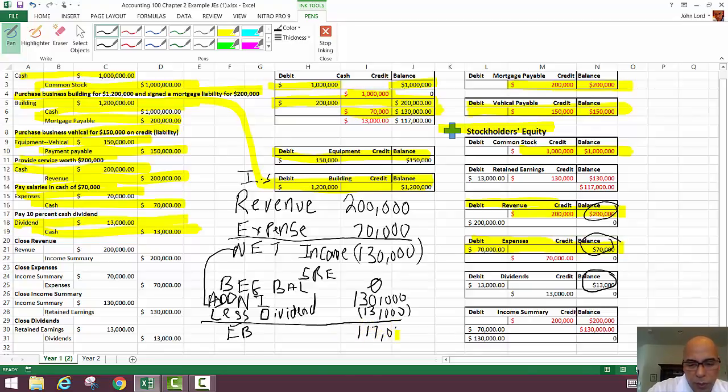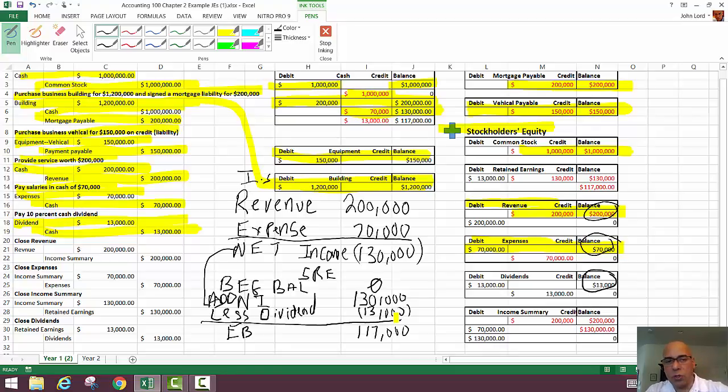Now I'm showing you how we prepared our statement of retained earnings based on the accounts that were in our, well, we got our revenue minus our expense, that gave us our net income. Then we pulled the amounts sitting in our retained earnings, which had a beginning balance of 0. We added the net income, we subtracted out the dividends, and that gave me an ending balance of 117.